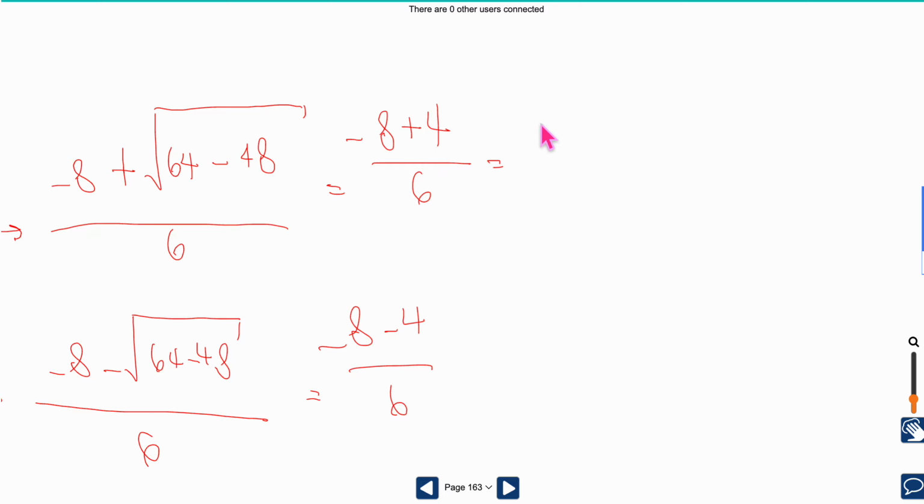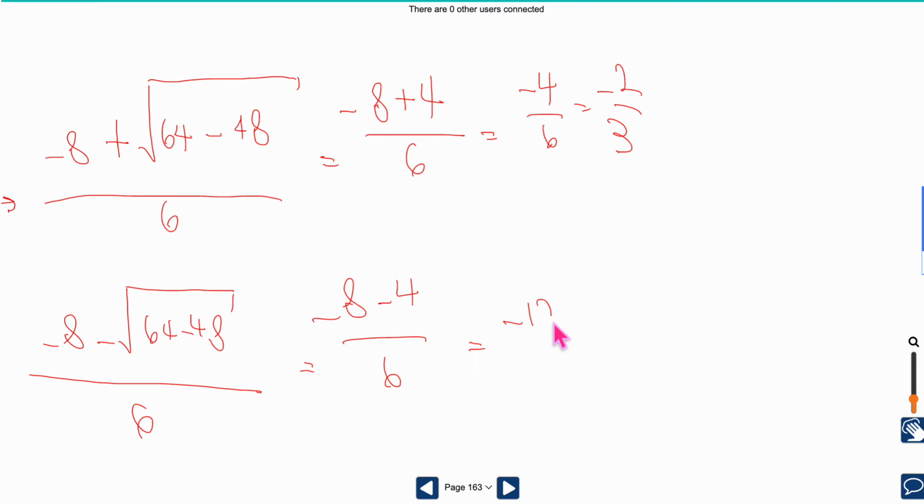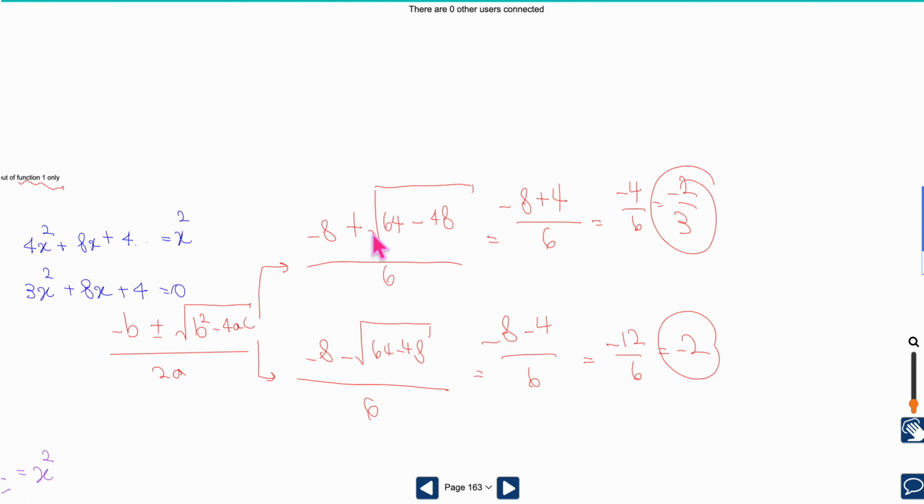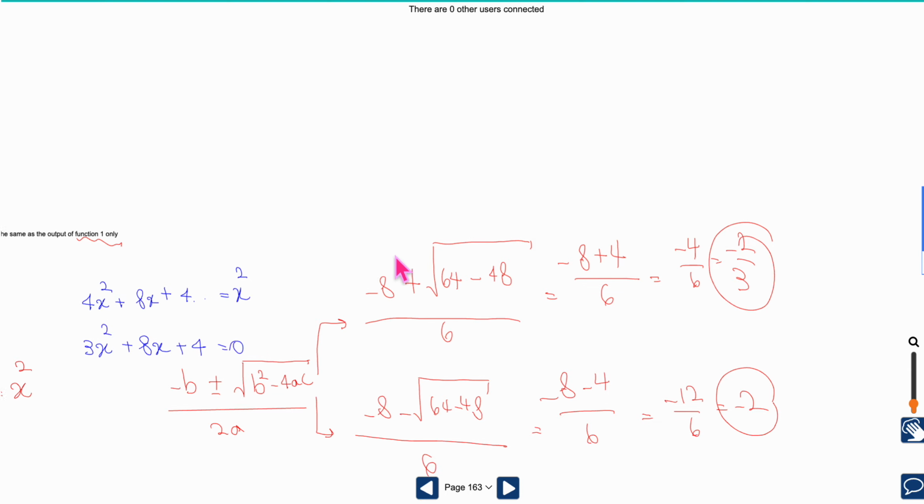This is going to give me negative 4/6 or negative 2/3. This is going to give me negative 12/6 or negative 2. These are the two inputs that are going to satisfy that condition, and that's about it.